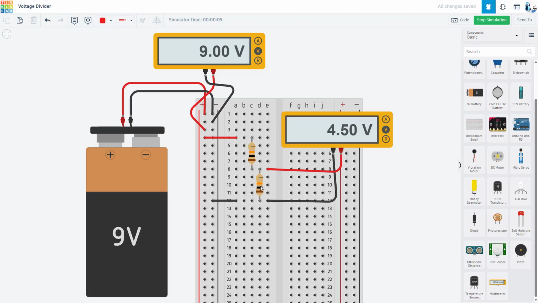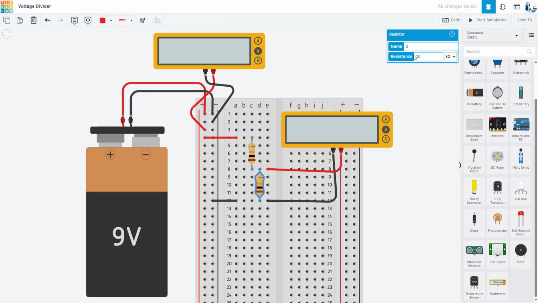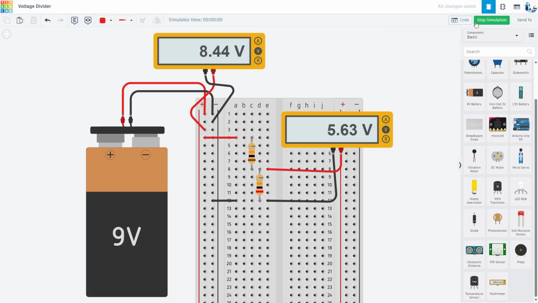Because my two resistor values are equal, we can see that if I change one of them, for example, if I change this to 20 kiloohms and start the simulation again, my output voltage is going to go higher. Now I'm getting 2/3 of the input voltage instead of 1/2 of the input voltage. And again, my other video covers the equation that lets you calculate that based on these two resistor values.